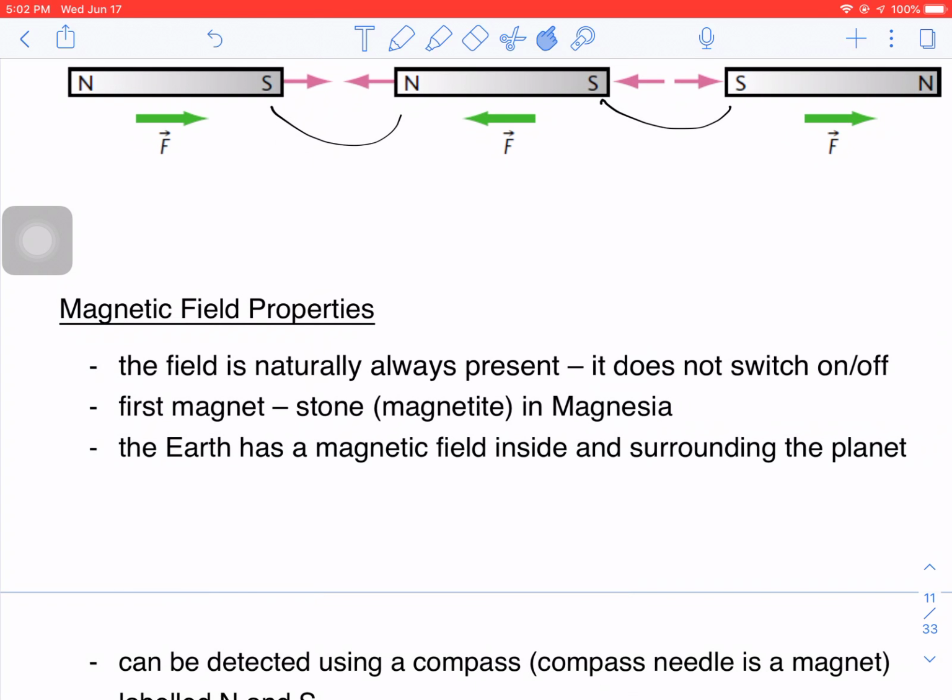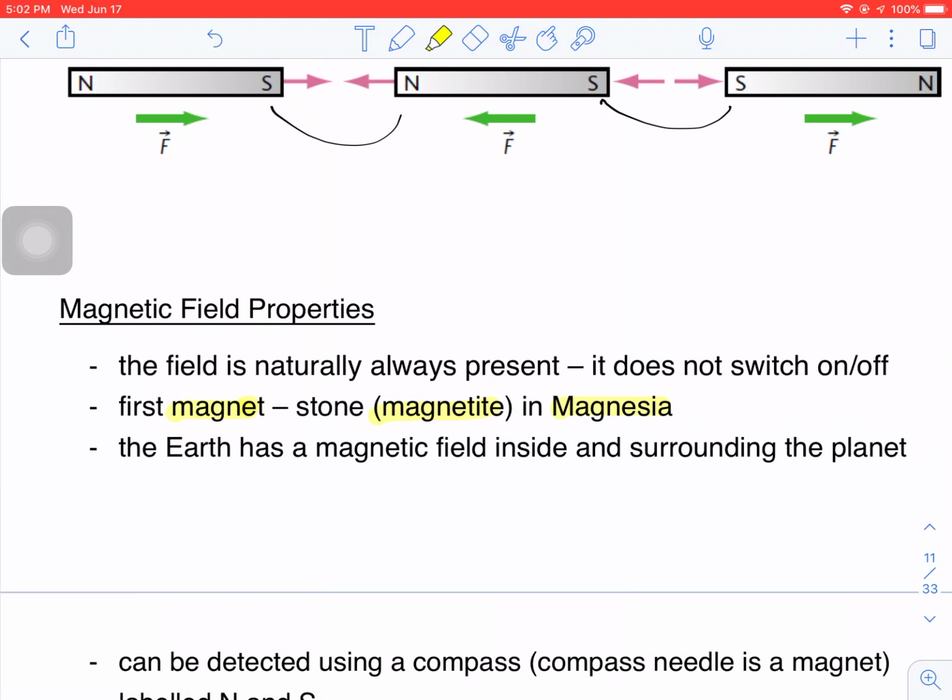Now, the very first described magnet was described in an area of Greece called Magnesia, which is why it's called that. It was found in a stone. The stone was found to be attracted to other stones. You think, well, rocks shouldn't attract rocks. Well, some of these rocks contained a mineral called magnetite, right? And magnetite in Magnesia gave rise to the idea of magnets.